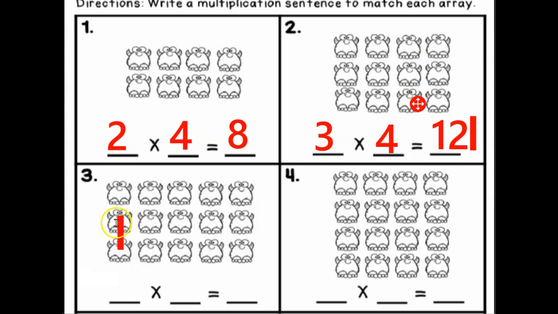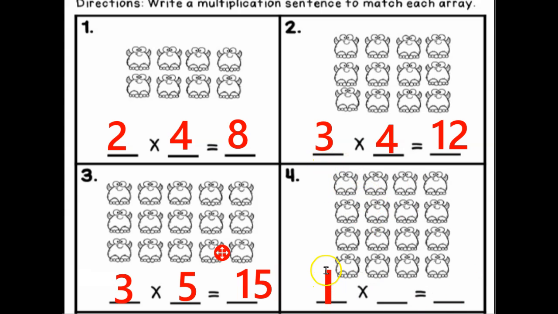Okay, how about here? How many rows? 3. Good. How many in each row? 5. See, just count 1, 2, 3, 4, 5. Just count one row only, okay? Which is 5. So then 3 times 5 is 15. How do I know that? I could count all the little creatures, right?